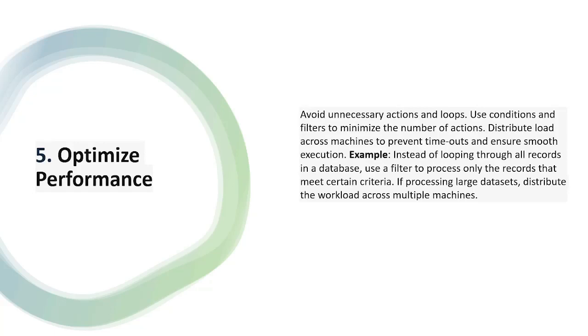The fifth best practice is optimize the performance. You need to avoid unnecessary actions and loops. Use conditions and filters to minimize the number of actions. Distribute the load across machines to prevent timeouts and ensure smooth execution. For example, instead of looping through all records in a database, use a filter to process only the records that meet certain criteria. If processing large data sets, distribute the workload across multiple machines.